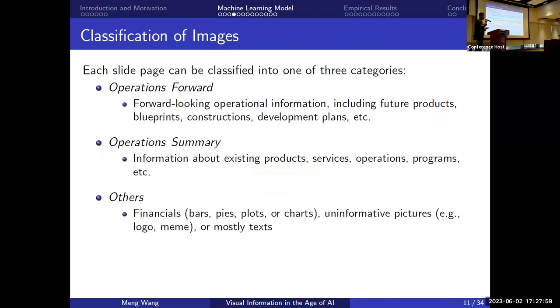In contrast to the first category, in the second category we have operations summary. This is still operational information, but all of the information should be backward looking. It could be a picture of an existing product. It could be a picture of existing services, operations, or programs.